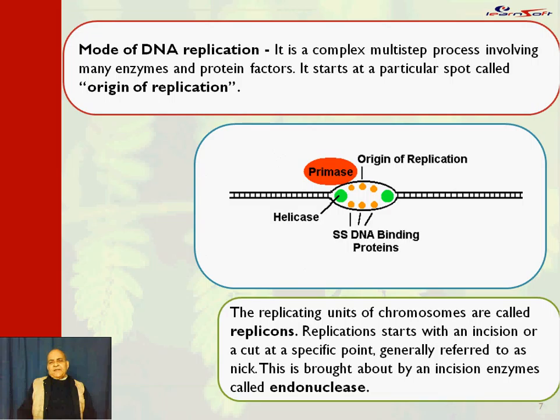The replicating units of the chromosomes are called replicons. Replication starts with an incision or a cut at a specific point, which is generally referred to as a nick. This is brought about by the incision enzyme called endonuclease.